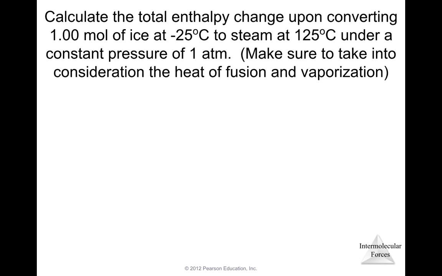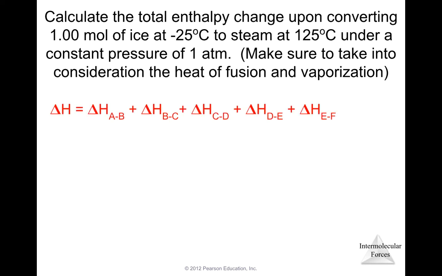Okay, so finally we can put it all together. We're going to calculate the total enthalpy change upon converting 1 mole of ice at negative 25 degrees Celsius to steam at 125 degrees Celsius under a constant pressure. So remember that constant pressure system means we can assume the heat is equal to the change in enthalpy. So we are going to calculate the whole change in this system by adding each of the segments together, A to B, B to C, C to D, D to E, E to F.